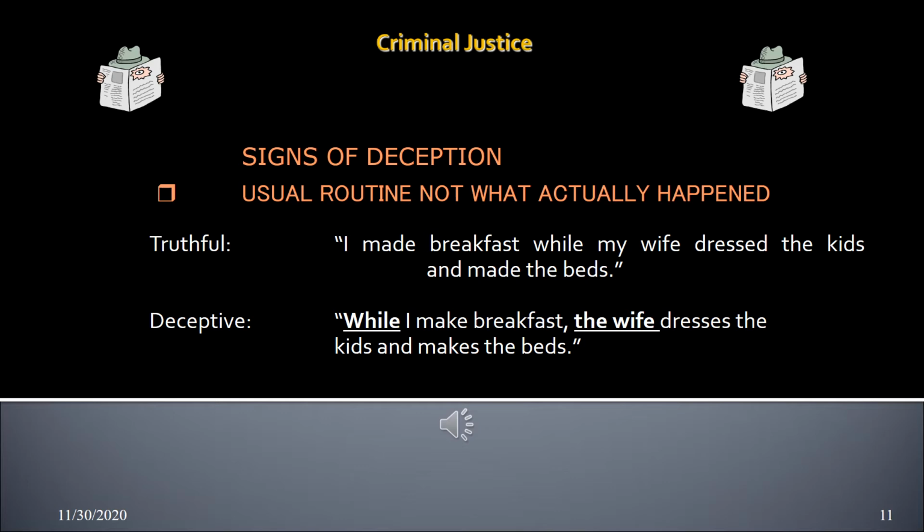He's not saying what occurred. He says what usually occurred, or he's saying what he would like to put in his statement to make it look like it occurred, but it wasn't what occurred. Okay? So while I make breakfast, the wife dresses the kids and makes the beds is not saying what occurred. He's saying what could have occurred or what usually occurs.